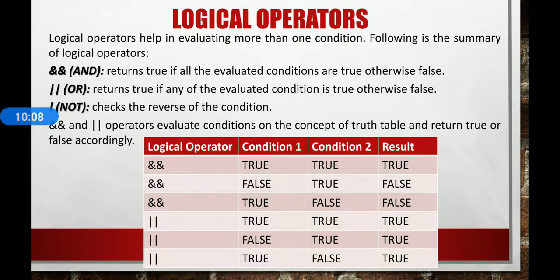But in the OR operator, if the first condition is true and the second condition is also true, then it will return true. And if the first condition is false and the second condition is true, then it will return true. And the third case is if the first condition is true and the second condition is false, then it will return true, because the OR operator returns true if any of the conditions is true. If all conditions are false, then it will return false.